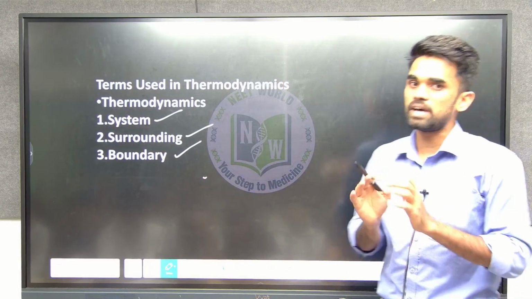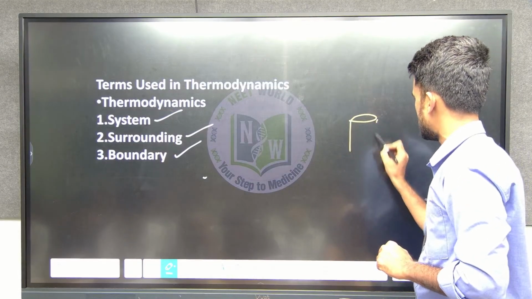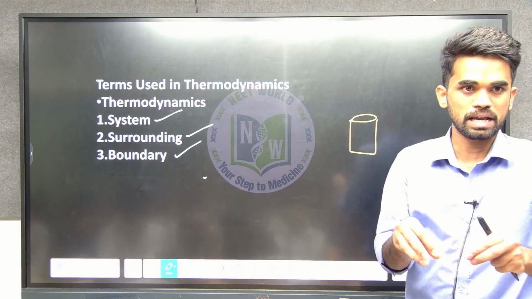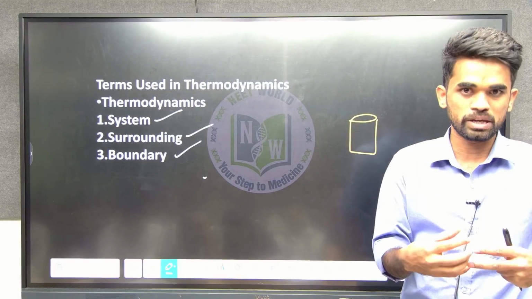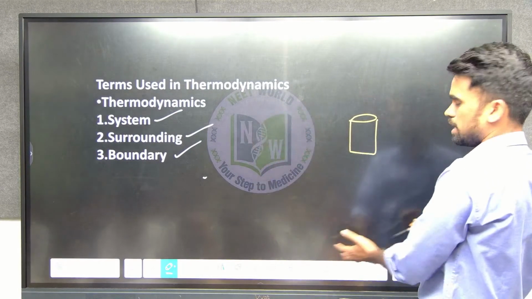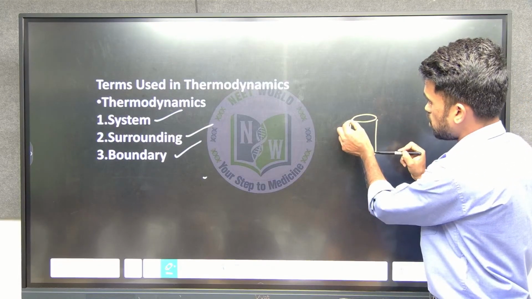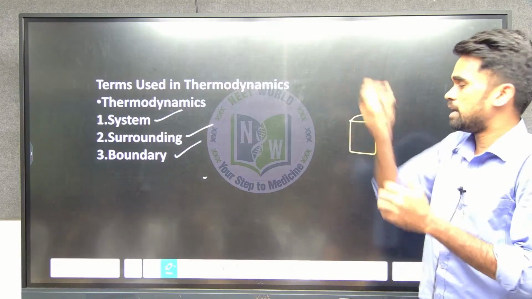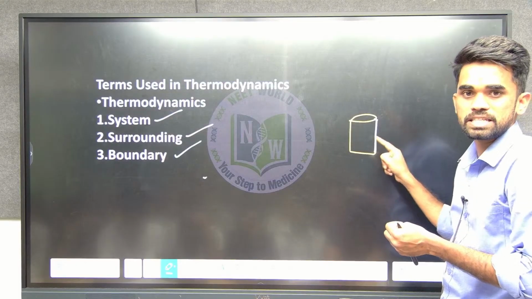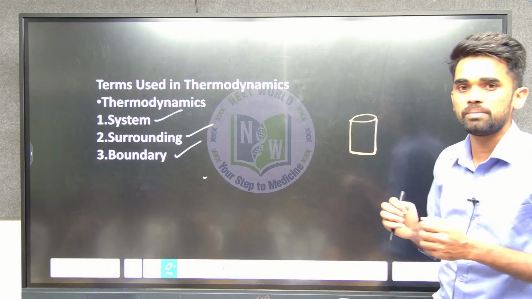For example, we are doing a chemical reaction. Let us say we are doing a chemical reaction in this container. The container in which we are doing the chemical reaction, which is under our observation, is considered to be the system. The remaining portion is considered to be the surroundings. There is a small area, or something, separating the system and surroundings. That is the boundary.